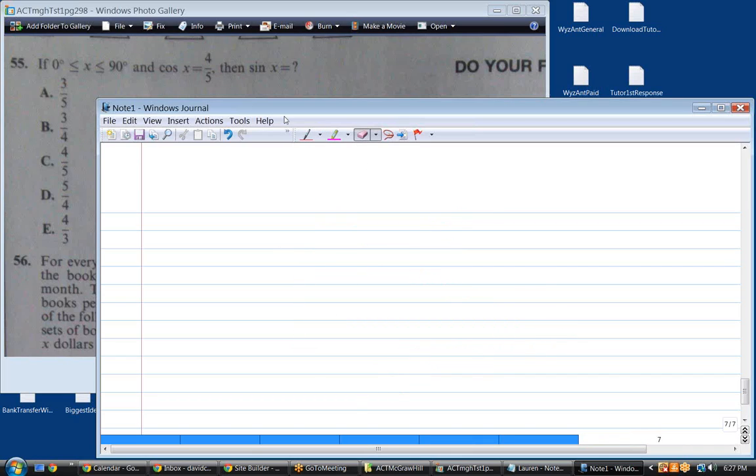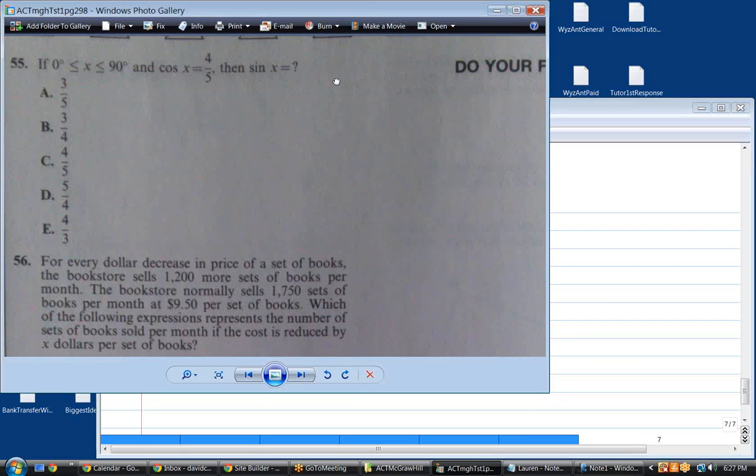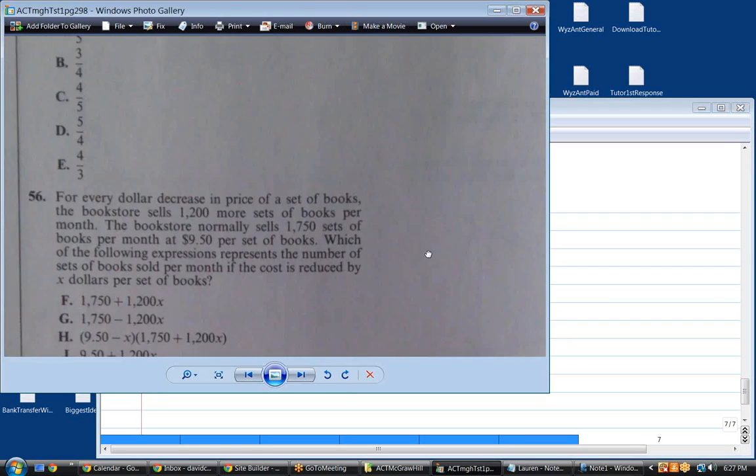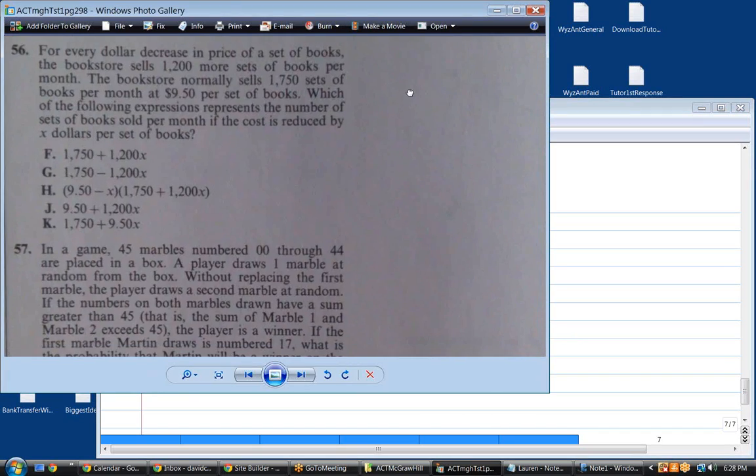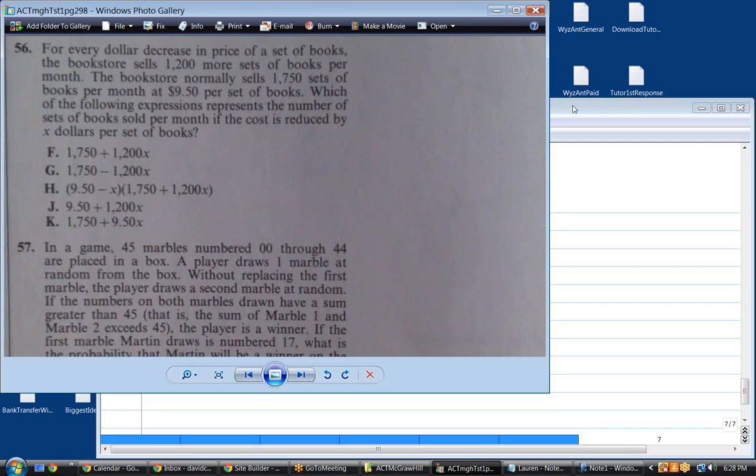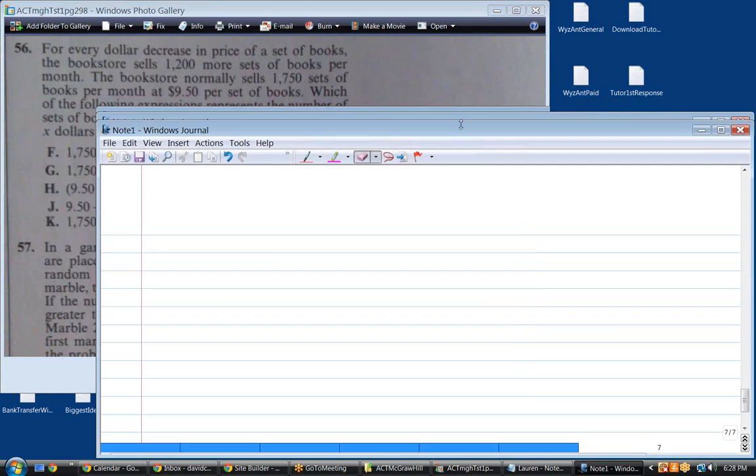That's as easy a trig problem as you're going to get, probably. It's definitely one you should get. That's a trig problem you should get. They can come harder than that.